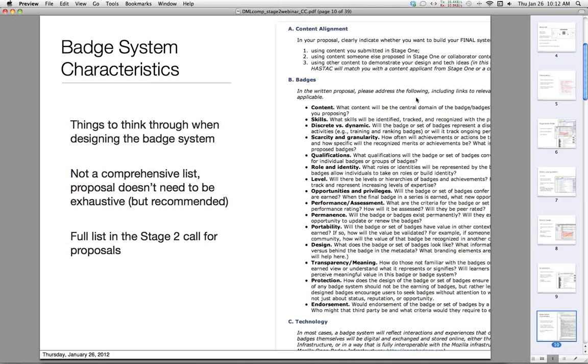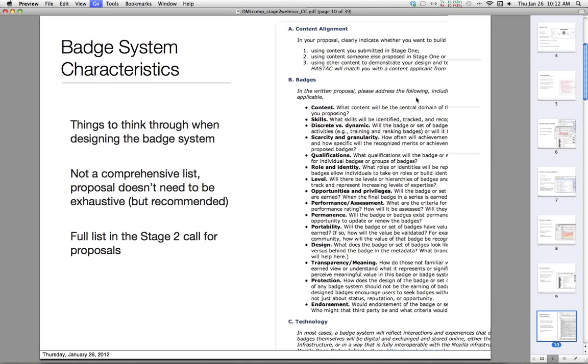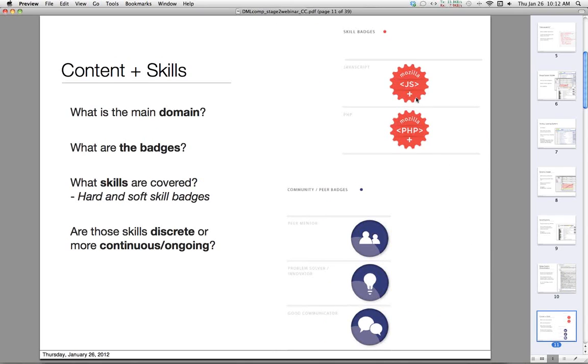What we would like you to do as you step through some of these things, and I will step through them in the presentation, is think about them specifically. Let me just move forward so we can do that. So from a content and skills question, what is the main domain? What are people learning? What are the badges for? What skills are covered? In particular, are there technical skills being covered?